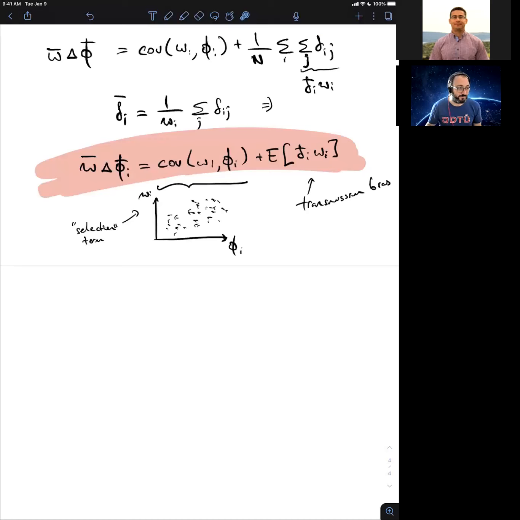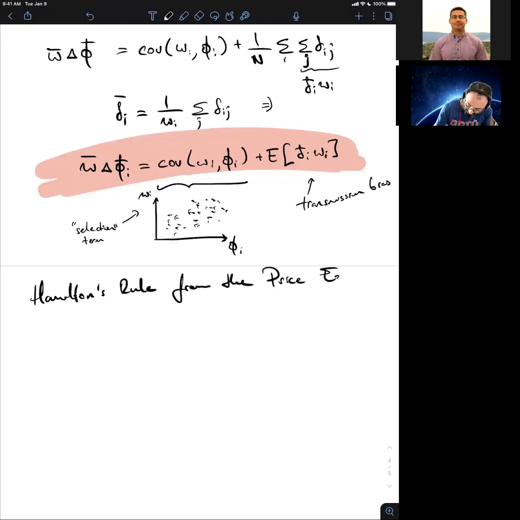Good. So what can we do with the Price equation? Well, let's do Hamilton's rule. So, Hamilton's rule as derived from the Price equation. And I'm going to do this here.